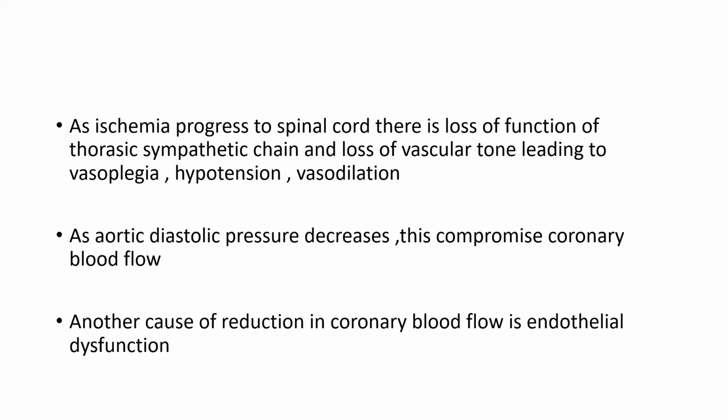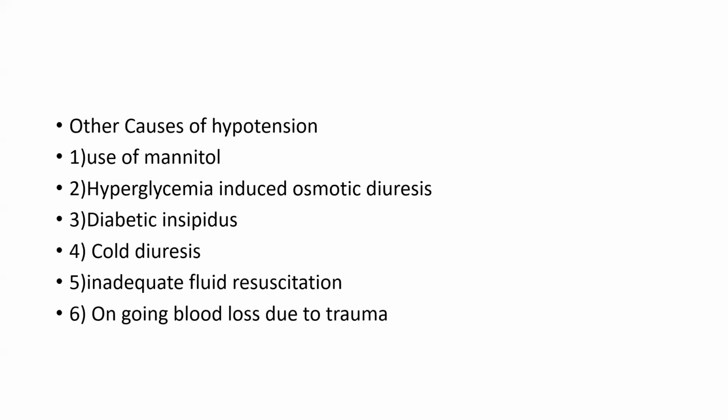As ischemia progresses to the spinal cord, there is loss of function of the thoracic sympathetic chain and loss of vascular tone, leading to vasoplegia, hypotension, and vasodilation. As aortic diastolic pressure decreases, this compromises coronary blood flow. Another cause of reduction in coronary blood flow is endothelial dysfunction. Other causes of hypotension are use of mannitol, hyperglycemia-induced osmotic diuresis, diabetes insipidus, cold diuresis, inadequate fluid resuscitation, and ongoing blood loss due to trauma.